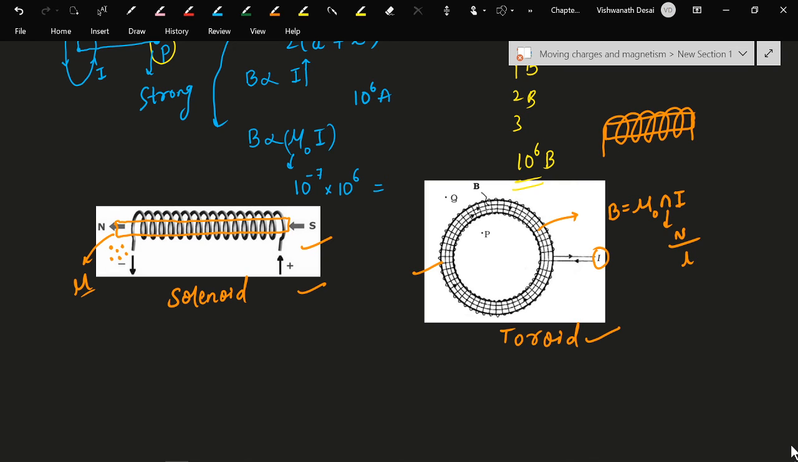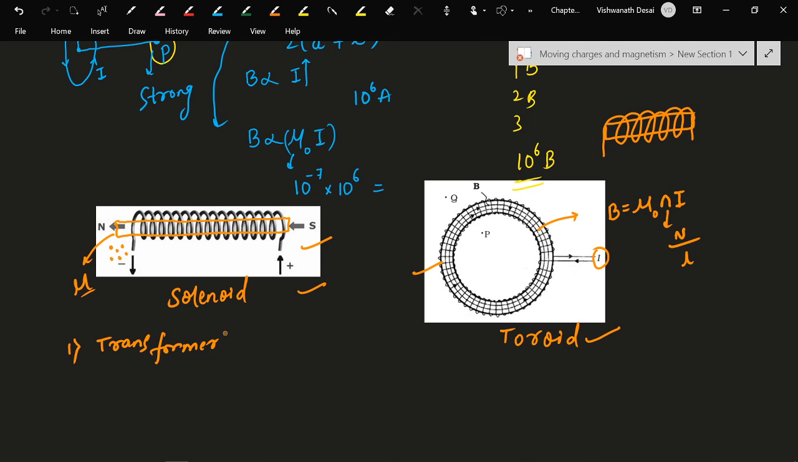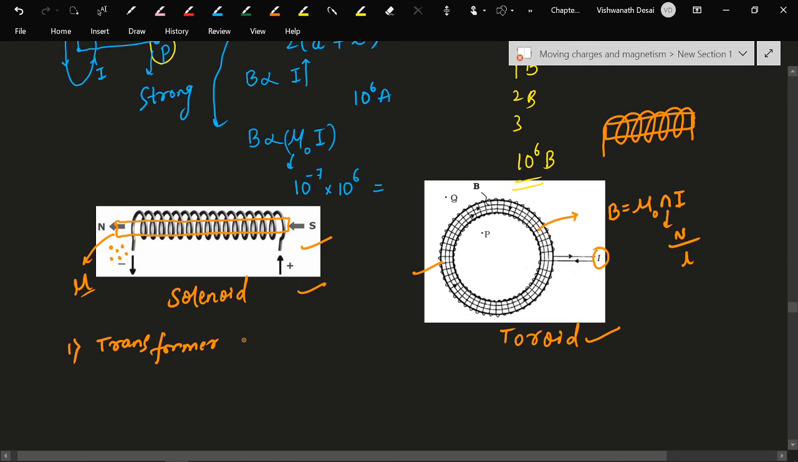So where do we use a solenoid or a toroid? Some of the few applications we can see in our daily life: we are using the solenoid even in a transformer. Transformer, that is our mobile charger, laptop charger. Inside that charger, we have a small transformer, and that transformer is a step down transformer. There also we are using a solenoid, and we use the solenoid or toroid as an electromagnet. Electromagnets are used for producing very high magnetic field.